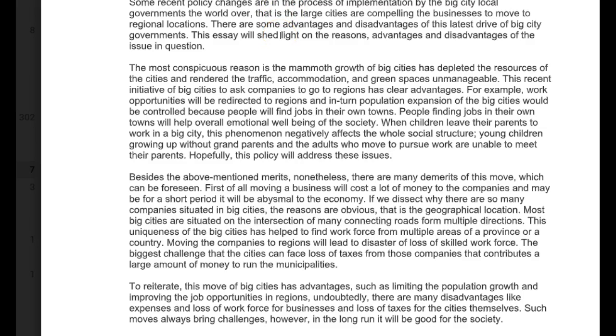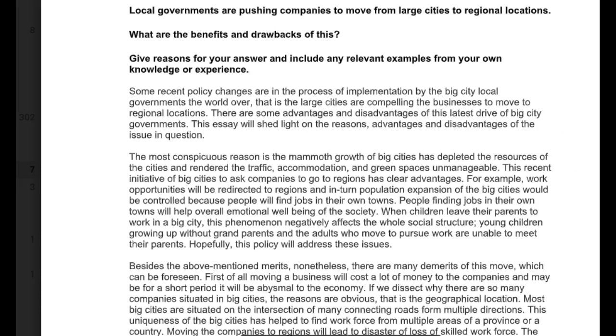There are some advantages and disadvantages of this latest drive of big city governments. This essay will shed light on the reasons, advantages, and disadvantages of the issue in question. Okay, I want to remind you what they ask you for specifically. They want to know the benefits and the drawbacks. So it's not really appropriate to be talking about the reasons behind it. Obviously, you're going to get into some of that when you talk about some of that.